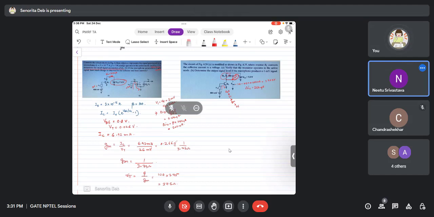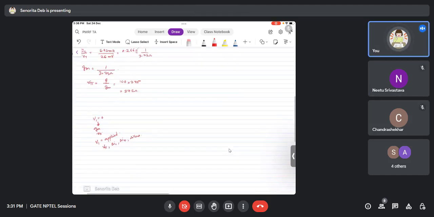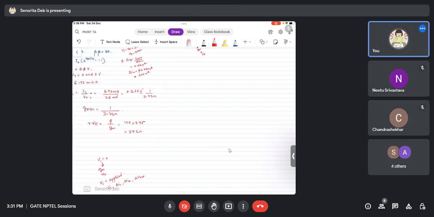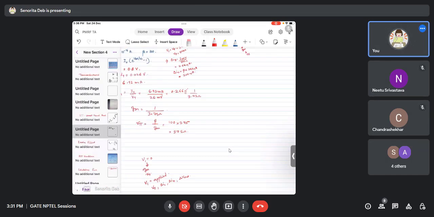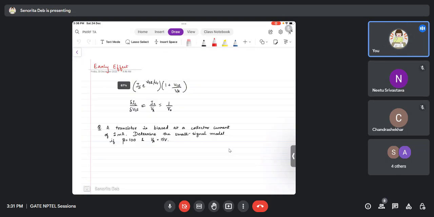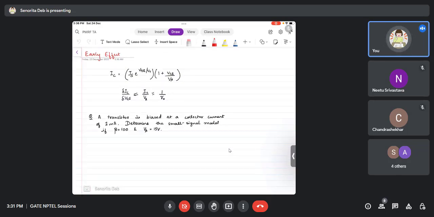Okay, so now coming to the R pi. Before that, let me explain R naught as well, and after that, we will see R pi. I'm not going into the physics of the BJT, the device physics, because we are not supposed to spend time on device physics here since this is an analog class.